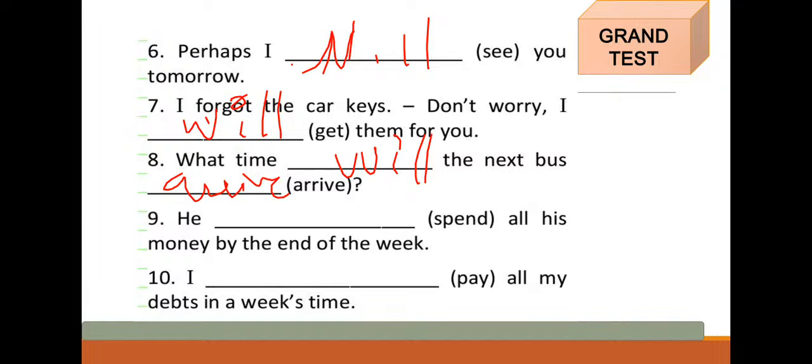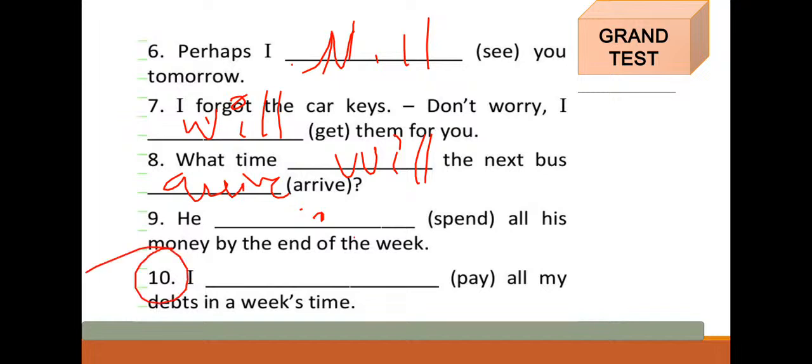Better to place the future perfect tense, because the person is going to start and going to end the action as well. So he will have spent all his money by the end of the week. So future perfect tense right here.